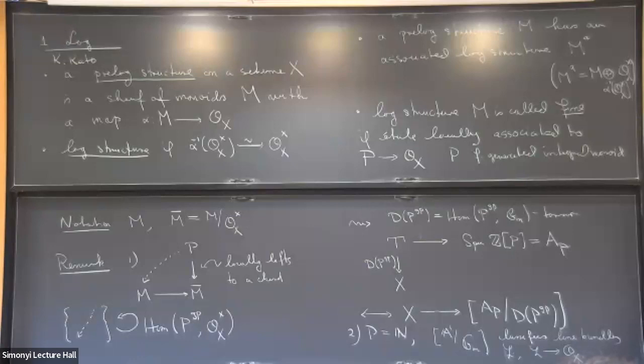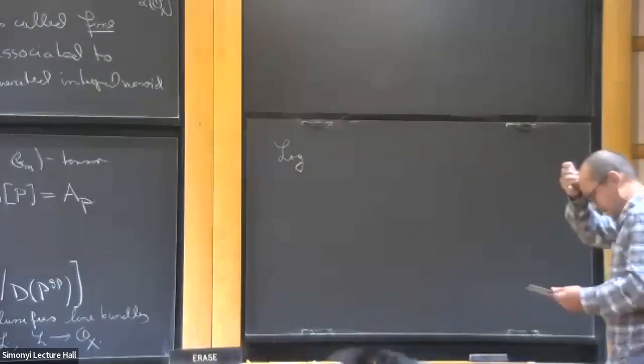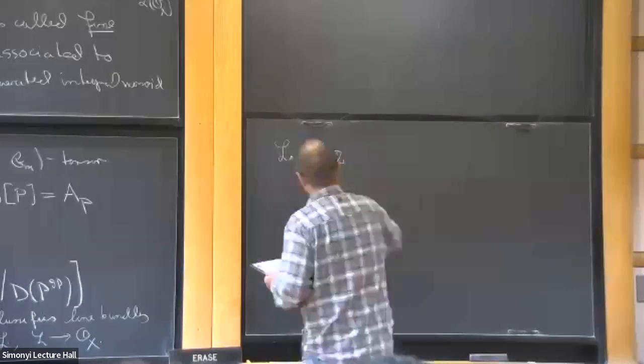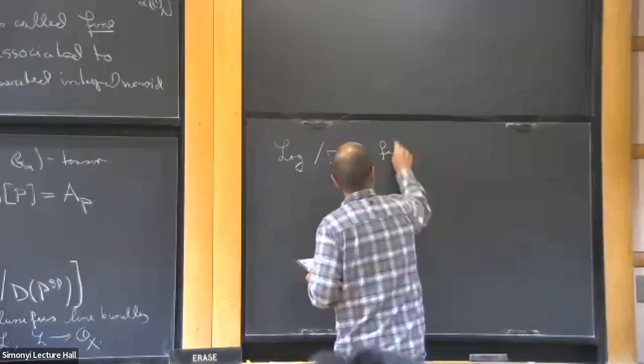Okay, so here's a sort of generalization. Let's think about, let me write Log over Z. So this is the stack over Z. This is the fiber category.